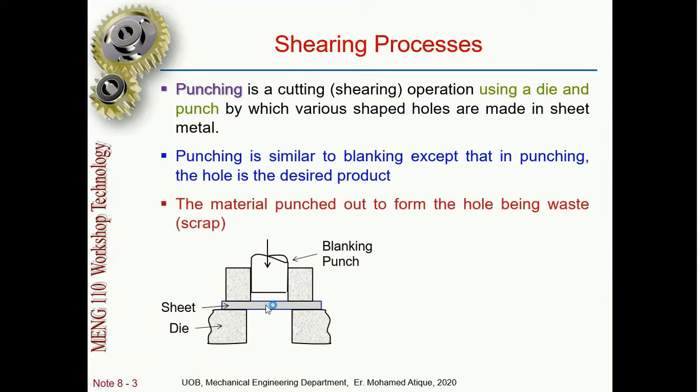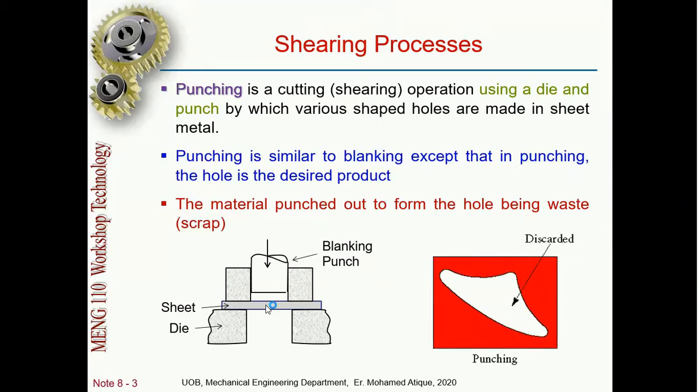So in punching, the material punched out from the hole is waste. See here, from this sheet we have cut this shape of metal. So the remaining sheet is our product, and the cut shape is the waste.